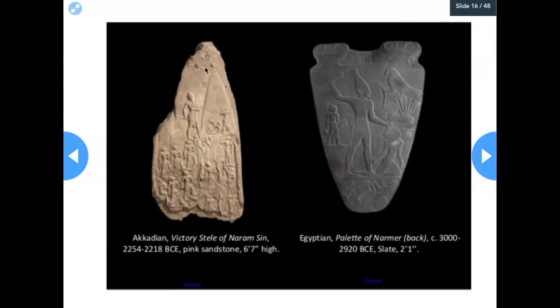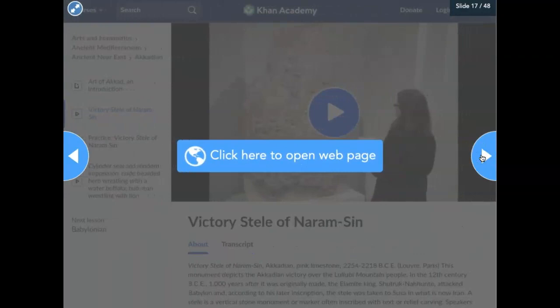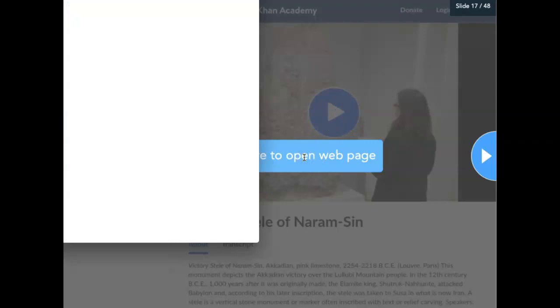There are other really interesting similarities between the two of them. So I hope you saw and read about that at the beginning of chapter 2 on page 32 in your book, the Victory Stele of Naram Sin. And the Victory Stele of Naram Sin is about, let's say, 700 years younger than the Palette of Narmer. But there was definitely interaction between these two cultures, and there was trade. If you are interested, you can certainly go to Khan Academy and look at the article that I put in for you. And actually, I believe it might be a video.